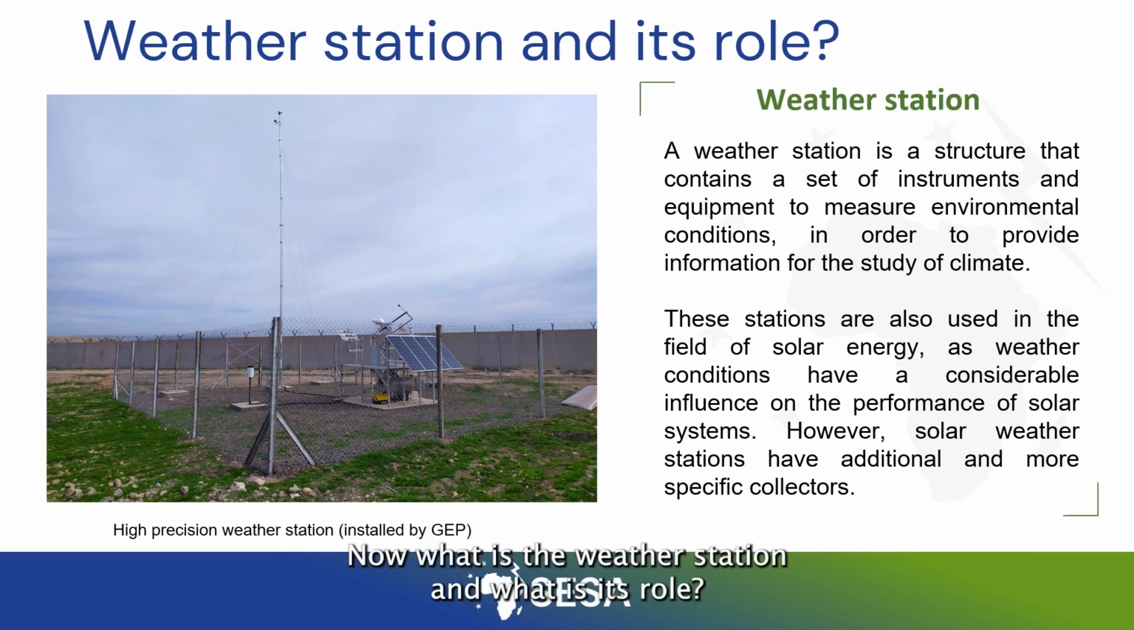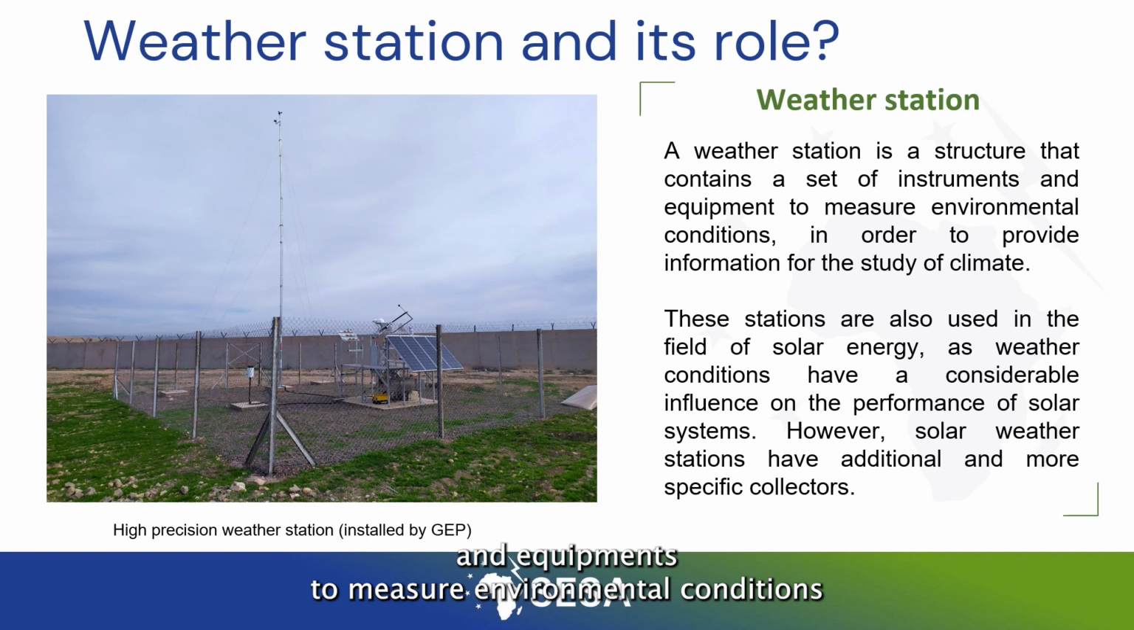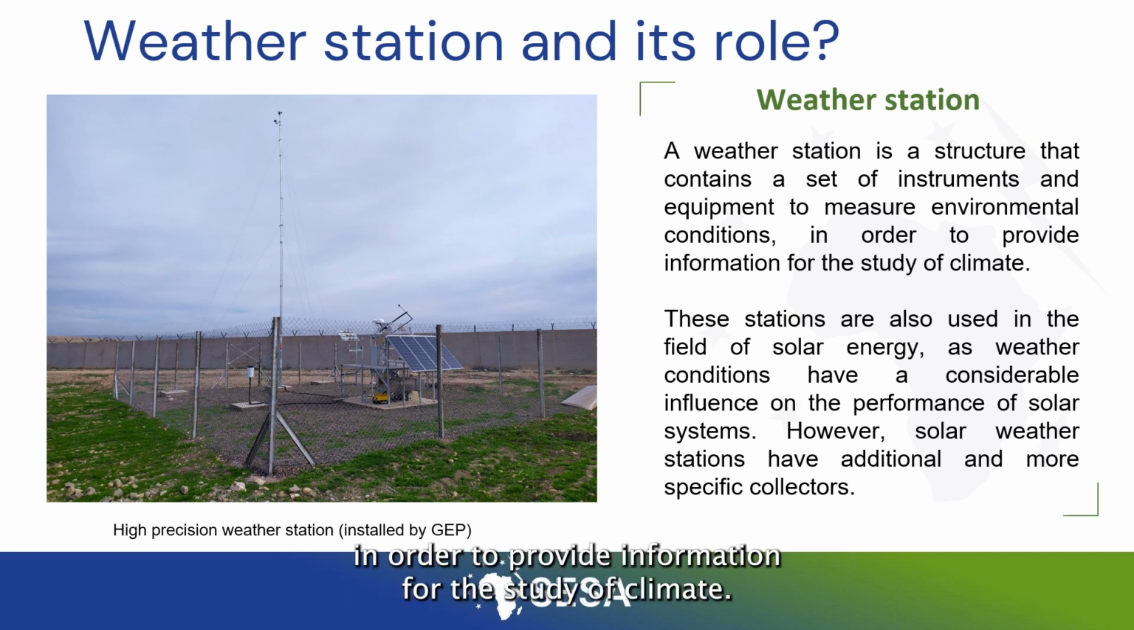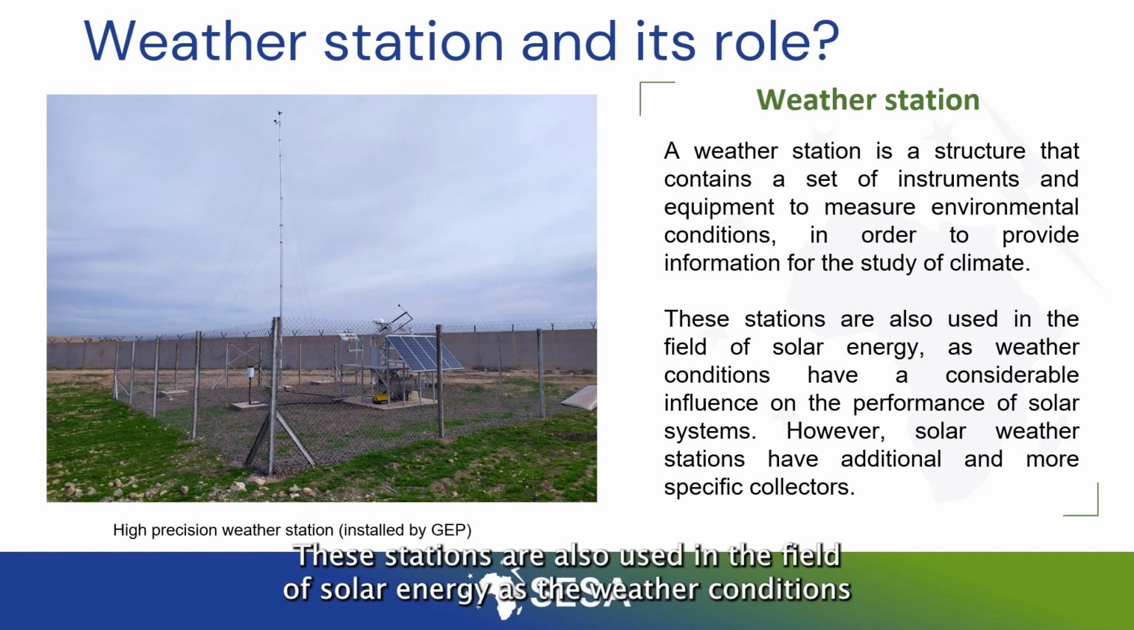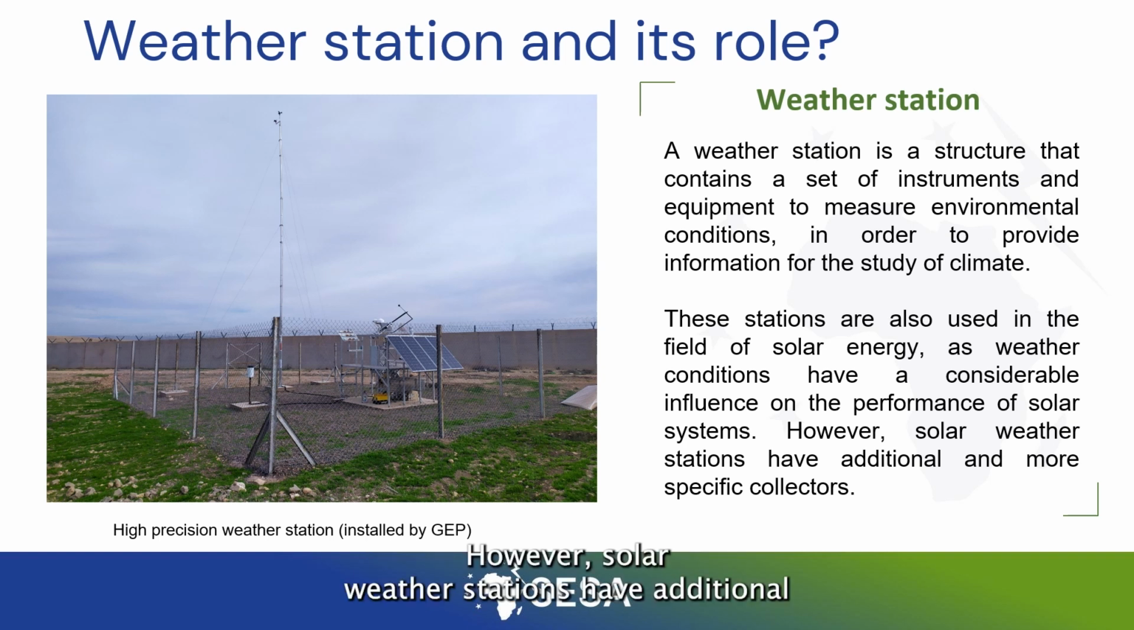Now, what is a weather station and what is its role? A weather station is a structure that contains a set of instruments and equipment to measure environmental conditions in order to provide information for the study of climate. These stations are also used in the field of solar energy, as weather conditions have a considerable influence on the performance of solar systems. However, solar weather stations have additional and more specific collectors.